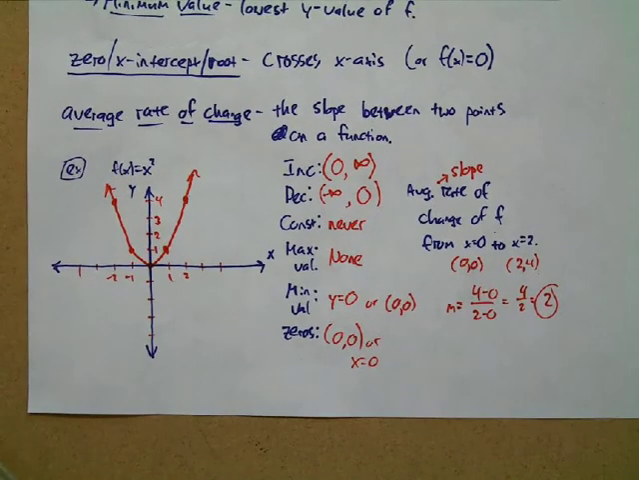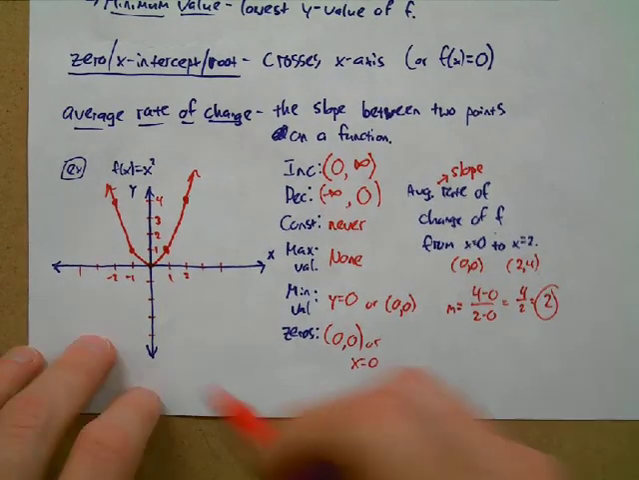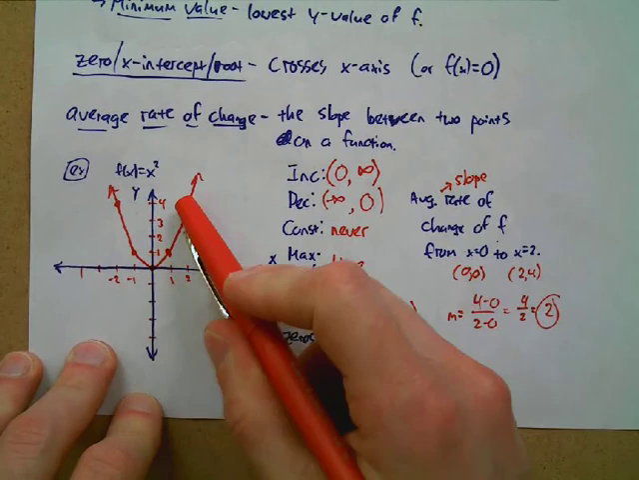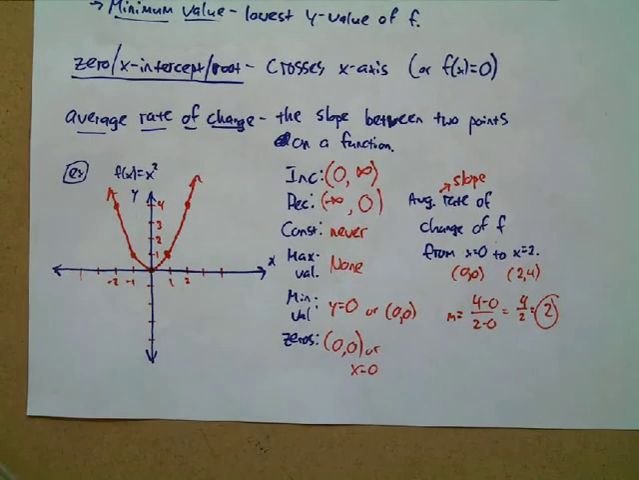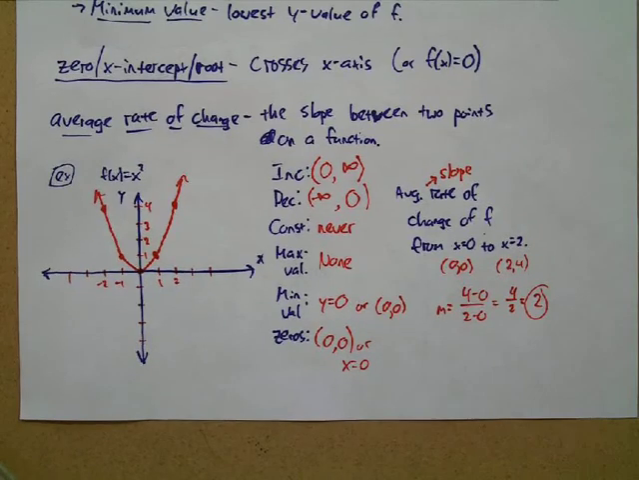Okay, which makes sense, right? We're going from 0 to 4. You can see that's a positive slope, and we get a 2 for a positive slope there. Okie dokie. All right.